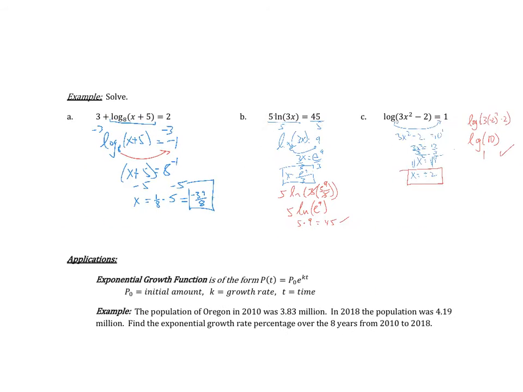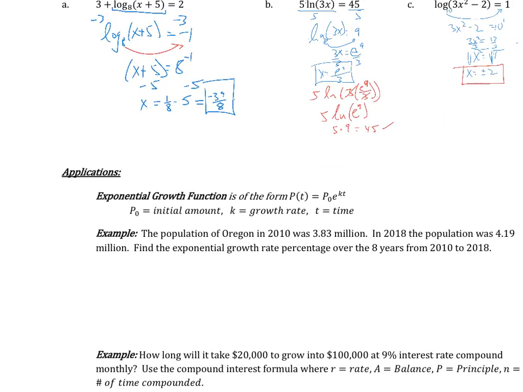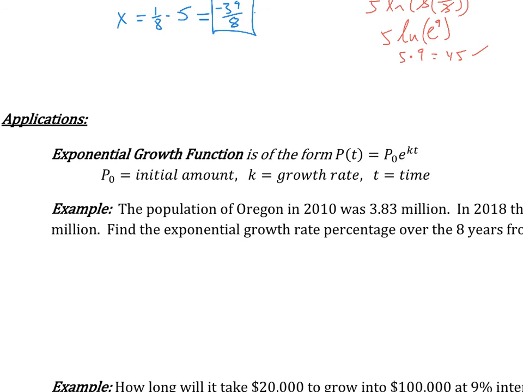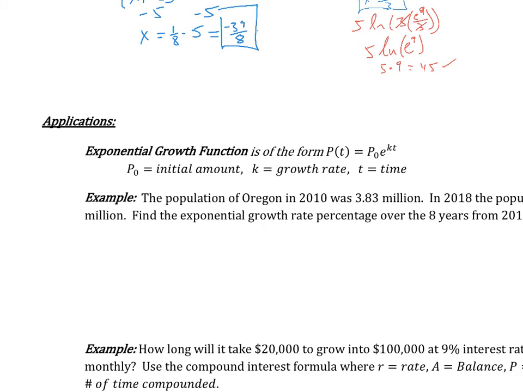One application here that's useful to see: a lot of times we're talking about populations. We have what's called an exponential growth function. A new population is equal to the old population times e to the kt. This looks a bit like our compound interest formula, which we'll look at in a moment. P sub 0 is our initial population, k is the growth rate, and t is the time.